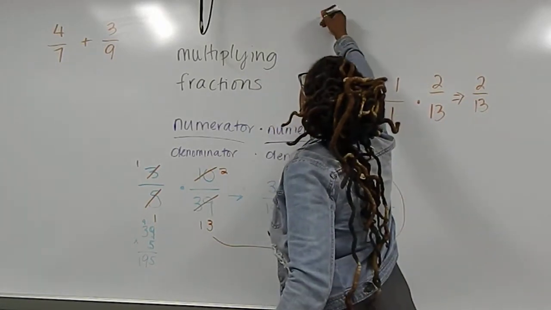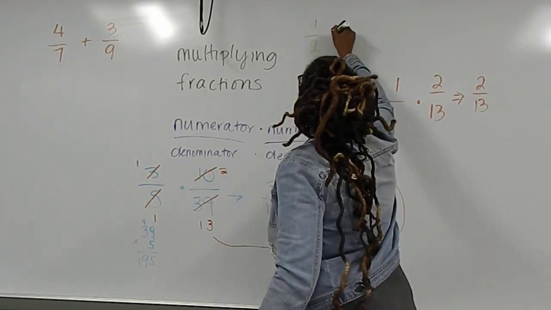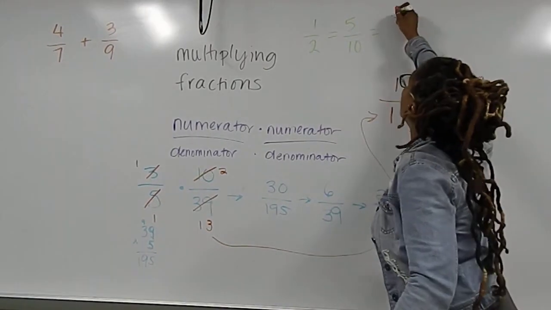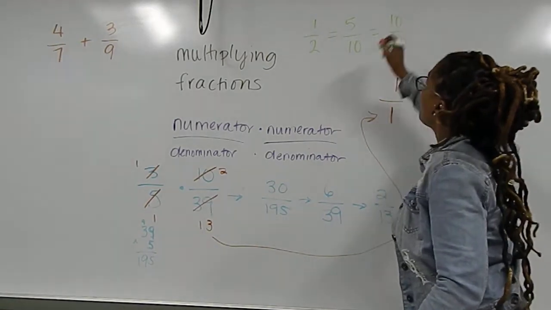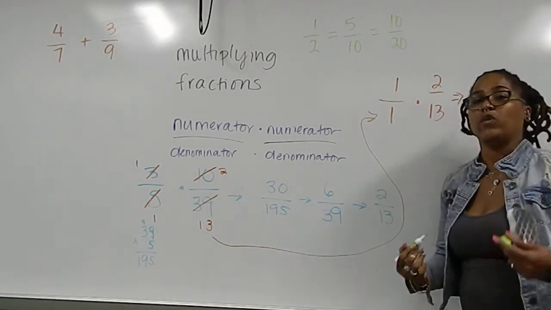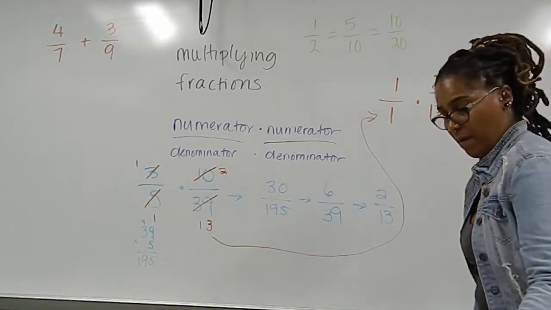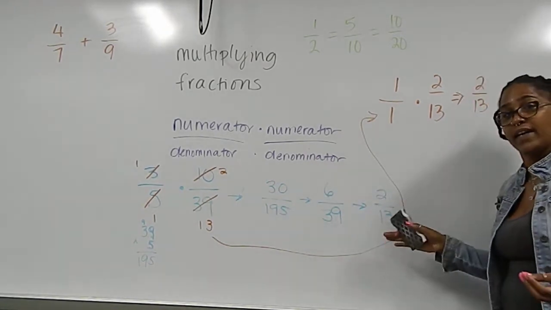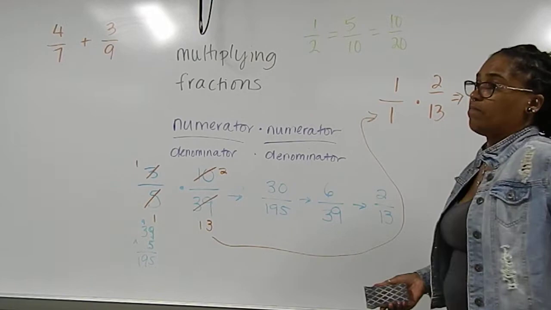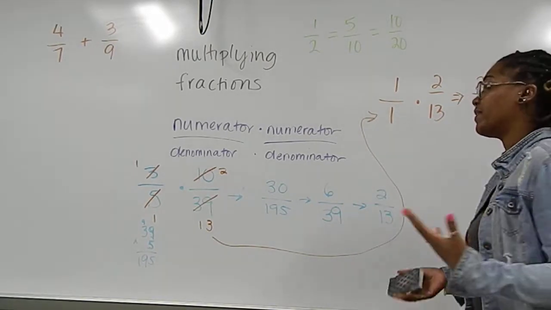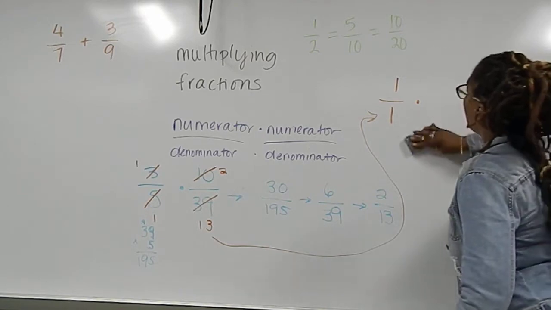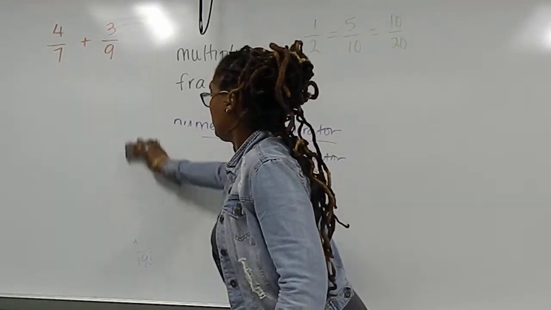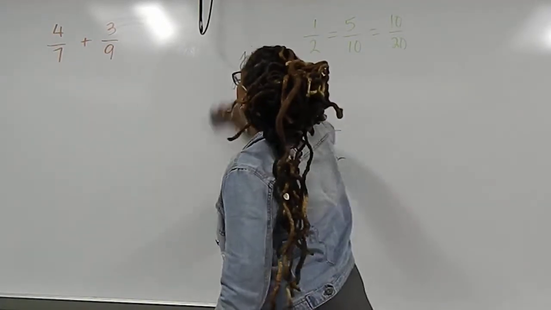Fractions of equal value. So like 1/2 is the same value as 5/10. This is the same value as what? 10 over 20. They all represent the same value. They're equivalent fractions, fractions of equal value. So when you are adding and subtracting, again, you have to know how to multiply fractions. And I think most of you kind of remember, you just maybe don't remember the terminology for it. So that's that part.